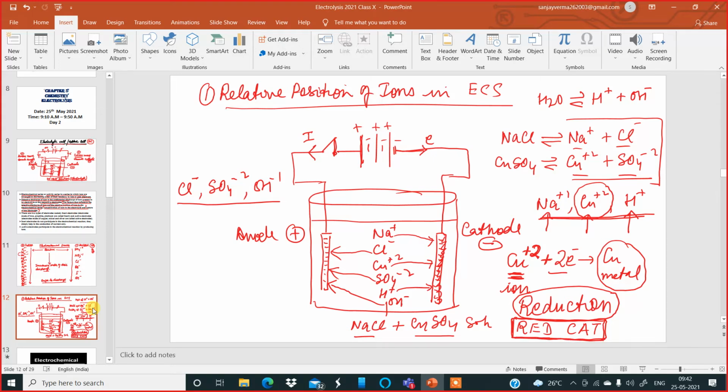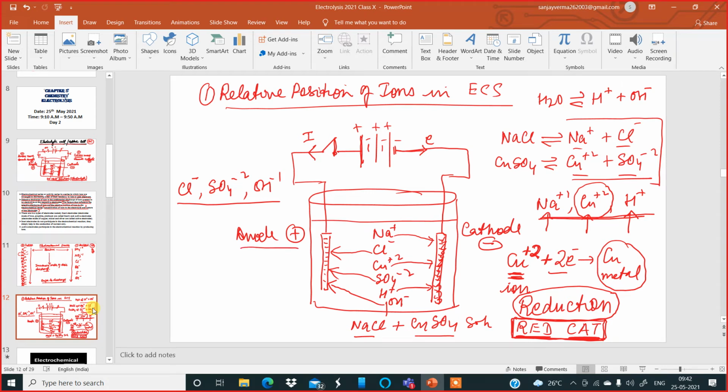This RED means reduction. And this CAT means cathode. At the cathode, reduction is happening. Reduction means gain of electrons. At the cathode, reduction is happening, gain of electrons. Understood? This is an easier method to remember. Am I clear, boys?